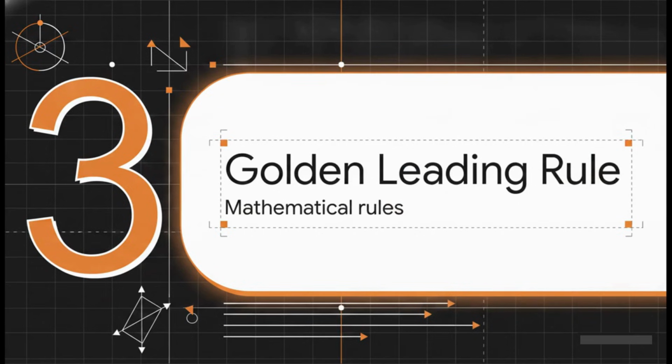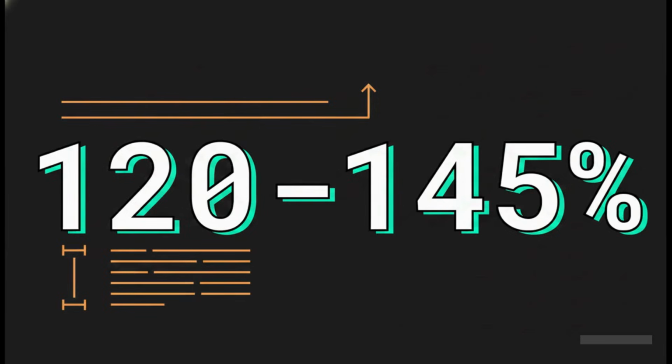Section 3. The golden leading rule and the mathematical rules behind it. So the crucial point is that unlike kerning, which is mostly a visual judgment call, leading relies on a pretty strict mathematical rule of thumb, 120 to 145%. For optimal readability, your line spacing really needs to fall right in this range relative to your font size. So say you're using a 10-point font, you absolutely need that extra 20 to 45% of breathing room so the reader's eye doesn't get completely lost, tracking from one line to the next.